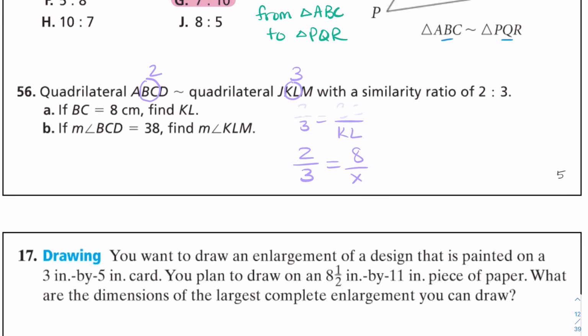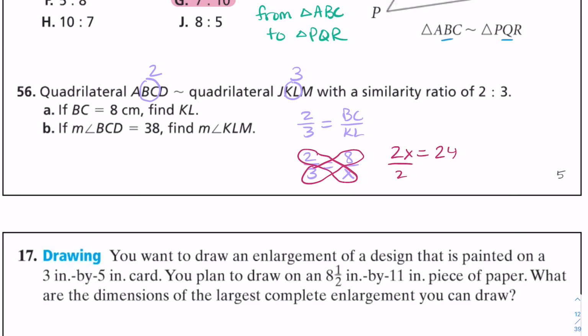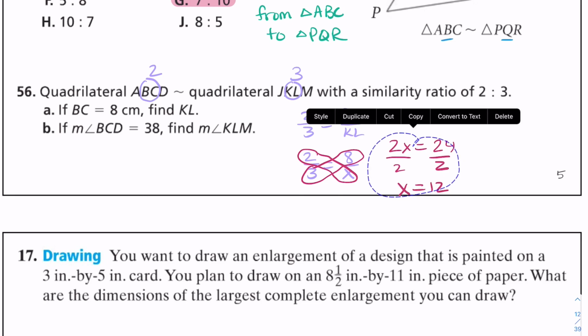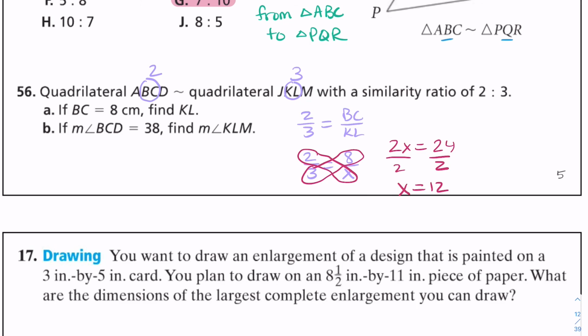Therefore, 2 is to 3 as BC is to KL. And so therefore 2 is to 3 as 8 is to unknown. We're solving for KL. And we're going to do the cross products. So 2x equals 24. So x equals 12. So KL has to equal 12.